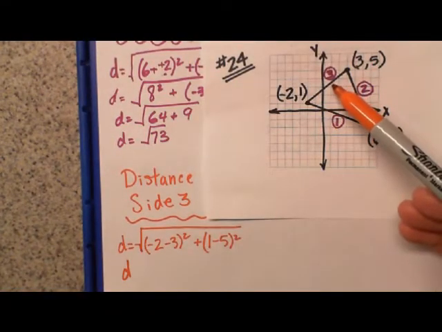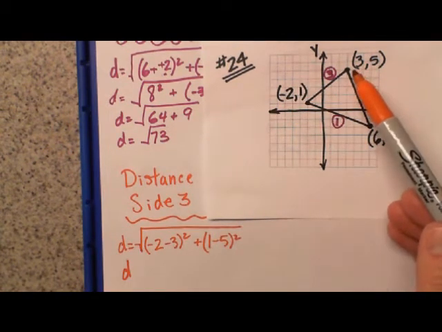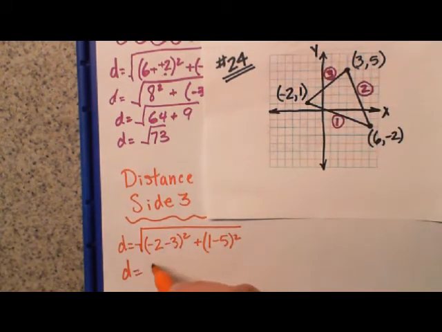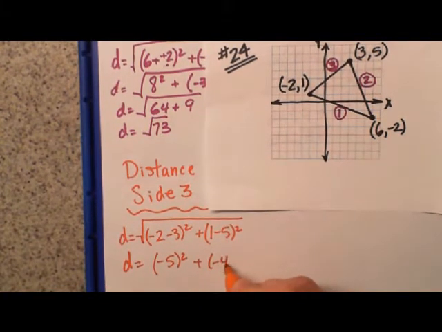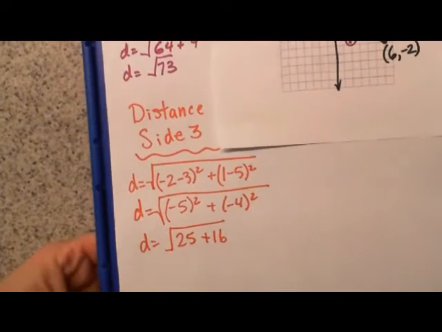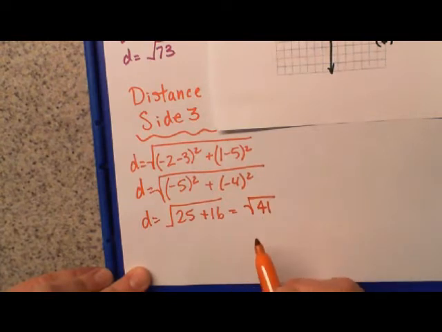The last distance is the distance of side 3. So I've set up negative 2 minus 3 squared plus 1 minus 5 squared. So I've got negative 5 squared plus a negative 4 squared, still under the radical. So this is 25 and this is 16. 25 plus 16 is equal to 41. So I've got the square root of 41 for the distance of side 3.